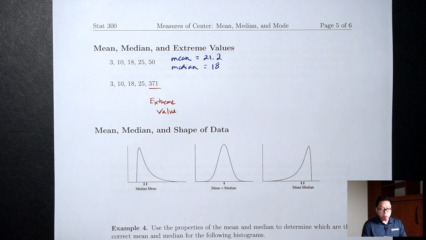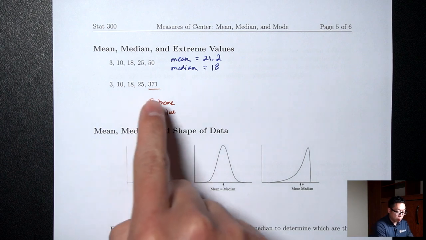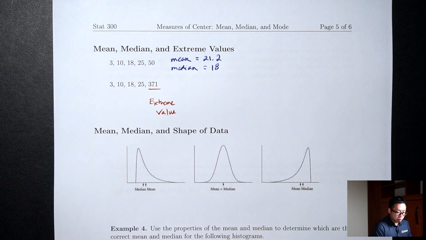Extreme values are just data values that are either way big or way small compared to the rest of your data. Okay, so 371 is way bigger than these other numbers, 3, 10, 18, 25. And now let me do the same thing, find the mean and find the median.